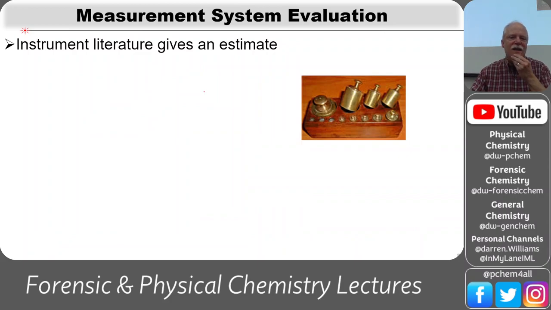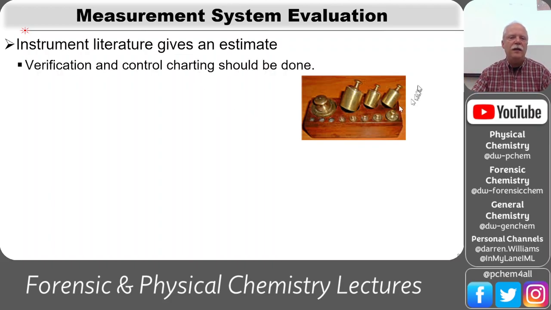And so this measurement system evaluation, when you buy an instrument, the literature with the instrument gives you an estimate of its uncertainty. Most of these four place balances, it's plus or minus two in the fourth decimal place. It's not even one. So the uncertainty would be 0.0002 grams. Okay. But you should verify that occasionally. You have these weight sets that are calibrated. You can go in and measure a light mass and a heavy mass and make sure it's linear and all of those kinds of things.